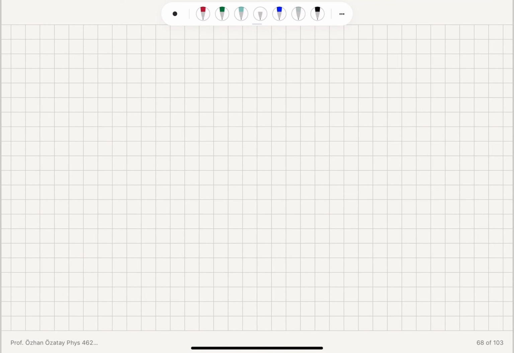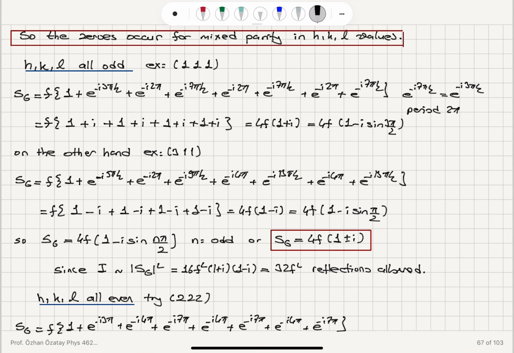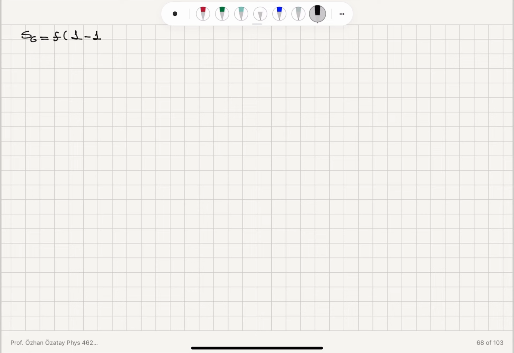And what is the numerical answer for the total geometrical structure factor? It's f times 1, e to the minus i 3 pi, cosine 3 pi gives us a minus 1. Then we have plus 1, minus 1, plus 1, minus 1, plus 1, minus 1. They cancel out in pairs, giving 0. So this doesn't work. Here is another 0 situation.